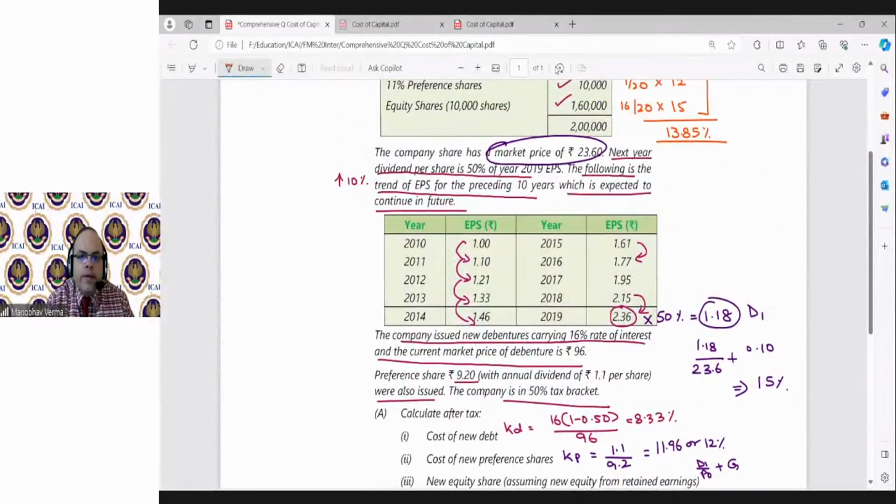So they've given us 2.36 as an EPS, right? But have they given us the 50% as a dividend? That means, can I say the retained earnings will be 2.36 into 50%? And the number of shares is 10,000, guys. So can I say retained earnings is 11,800 based on the information given to us? 11,800.